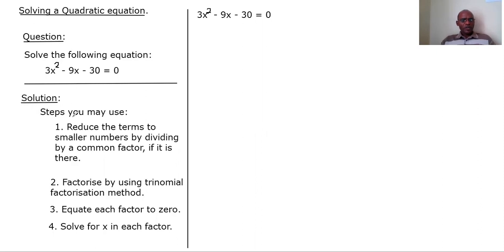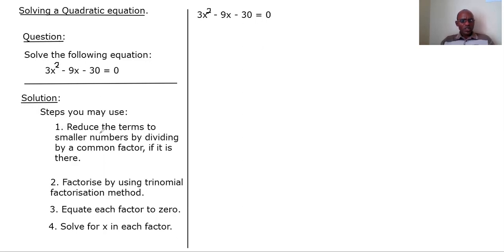I've just tried to make use of these 4 steps. I find it very important whenever I'm solving a quadratic equation. The first thing that I'll do is to look at my equation, the 3 terms. Is there a common factor? In this equation, there are 3 terms, and in those 3 terms, there is a common factor 3.